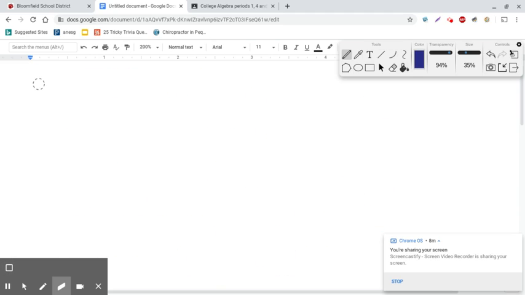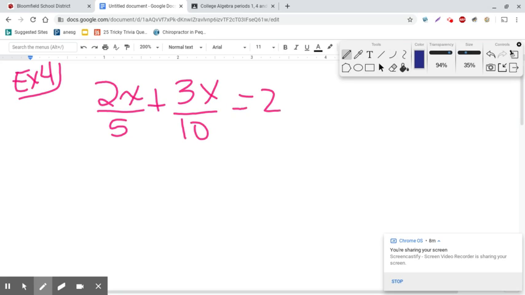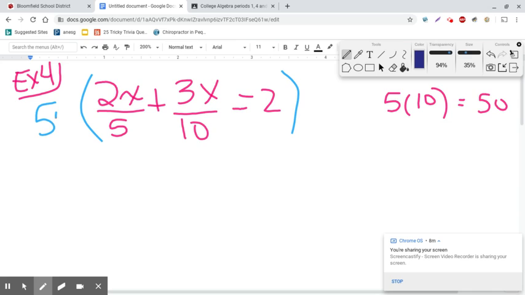All right, guys, we got example 4, which is our last example. This one is not going to come out pretty, but that's okay. So we have 2x over 5 plus 3x over 10 is going to equal 2. So we're going to do what we've been doing this whole time. We're going to take our two denominators, which is 5 and 10, and multiply them by each other. 5 times 10 gives us 50. That just means we are going to multiply everything by 50. Go into the first part, the second part, and the third part.